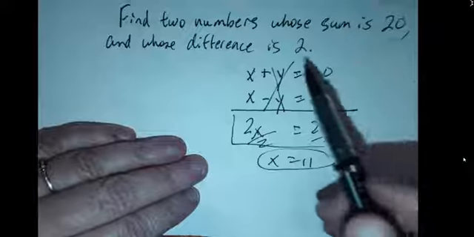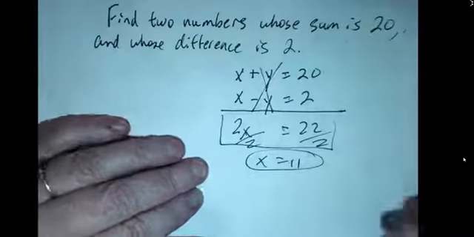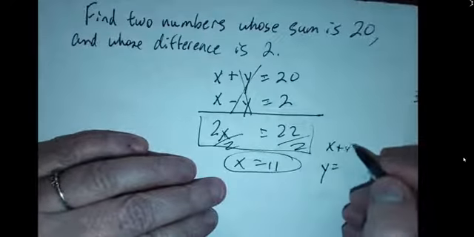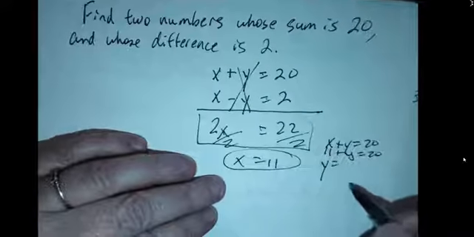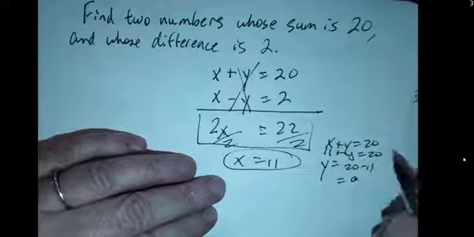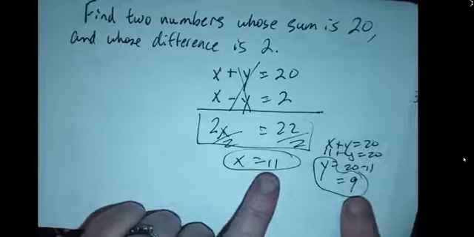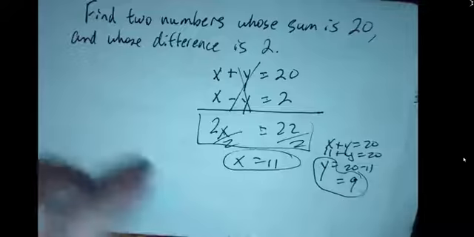And their sum is 20, so X plus Y equals 20. So 11 plus Y is equal to 20, so Y is equal to 20 minus 11, and so Y is equal to 9. And that does work. We add these up and we get 20, and then X minus Y is 2.